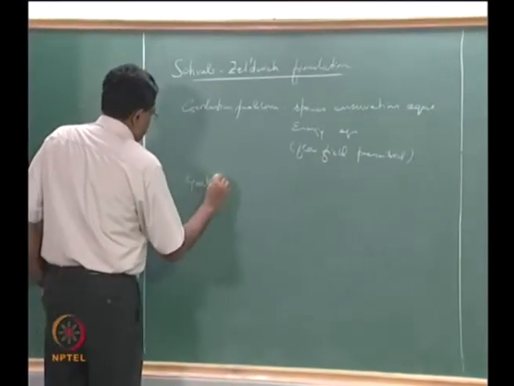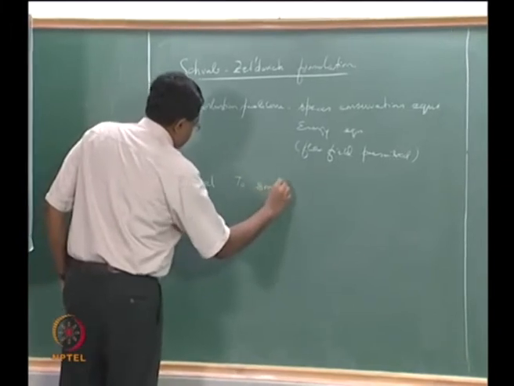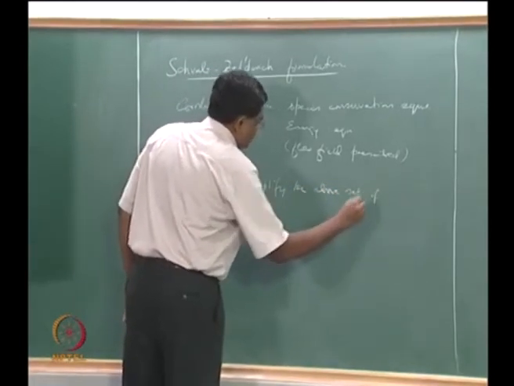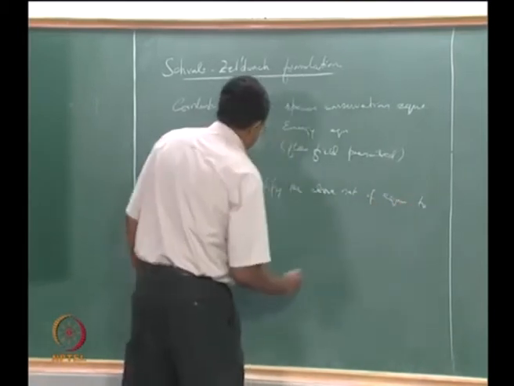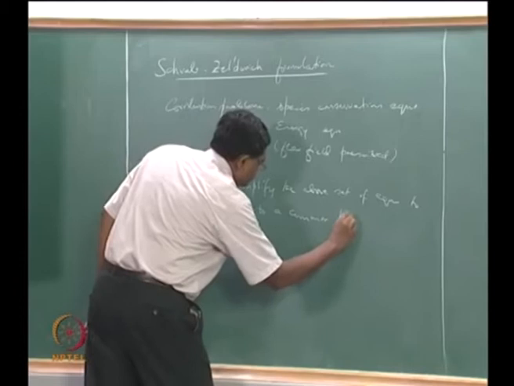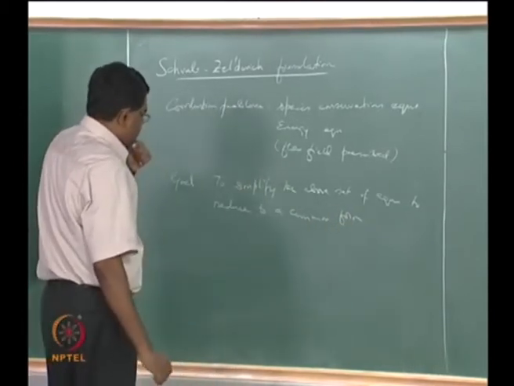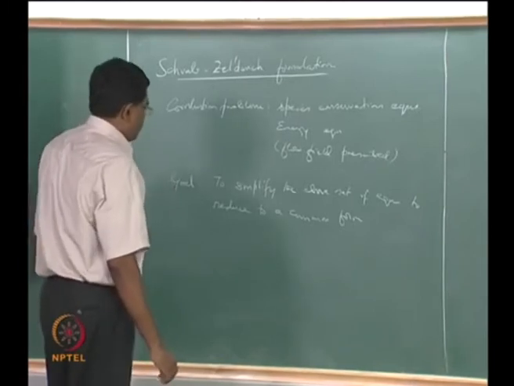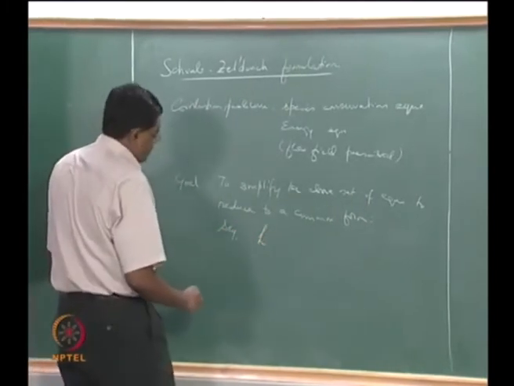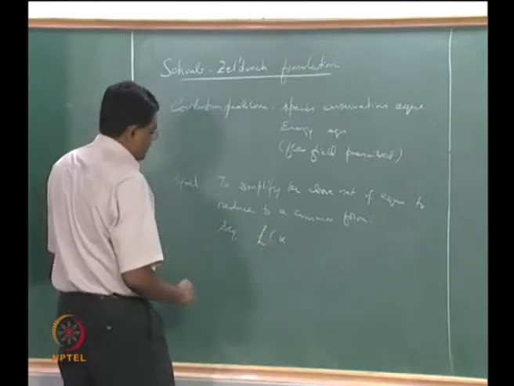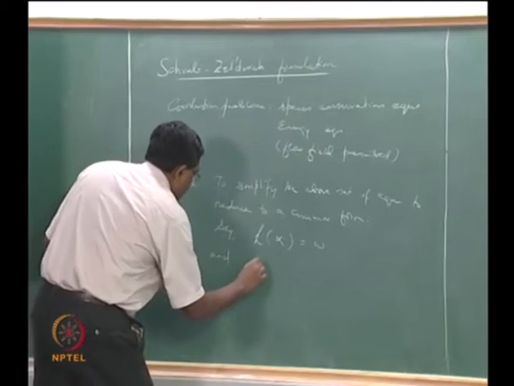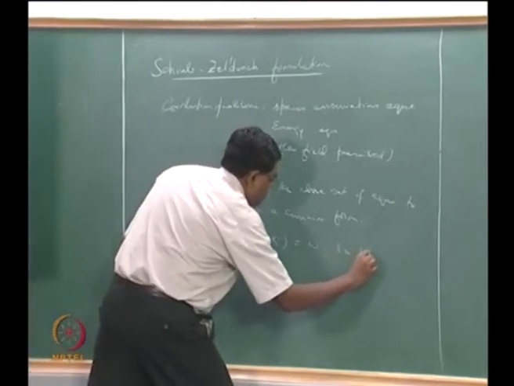but the goal here is to simplify the above set of equations to reduce to a common form, right, reduce to a common form. In fact, let me tell you what the form that we are looking for is. Say, an operator L, script L, of something like alpha_i, okay, equal to omega, and alpha, so this is i equals 1 to n, right.